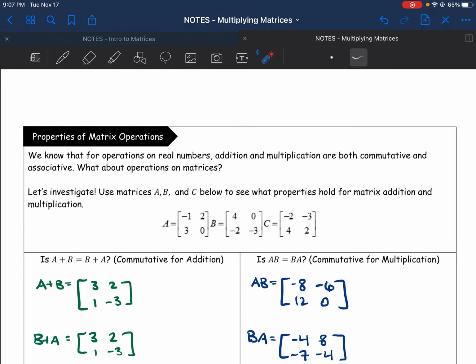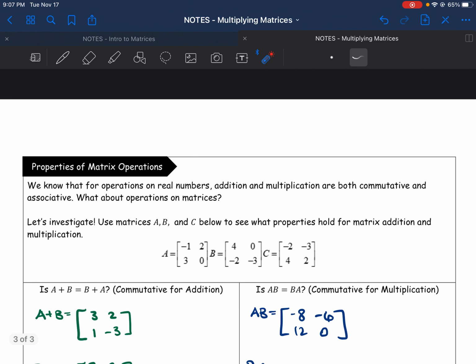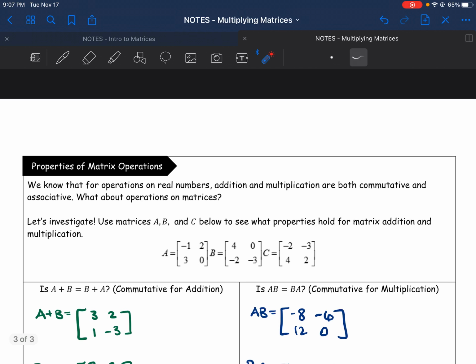So for this next part, we're going to talk about properties of matrix operations. So we know that for the real numbers, for operations on the real numbers, addition and multiplication are both commutative and associative. But what about for matrices? Is matrix addition commutative and associative? And is matrix multiplication commutative and associative?